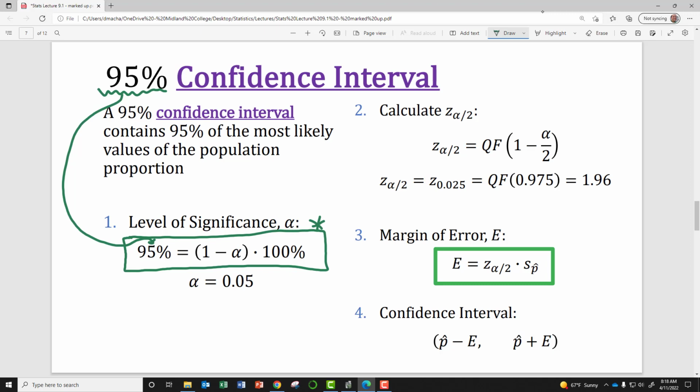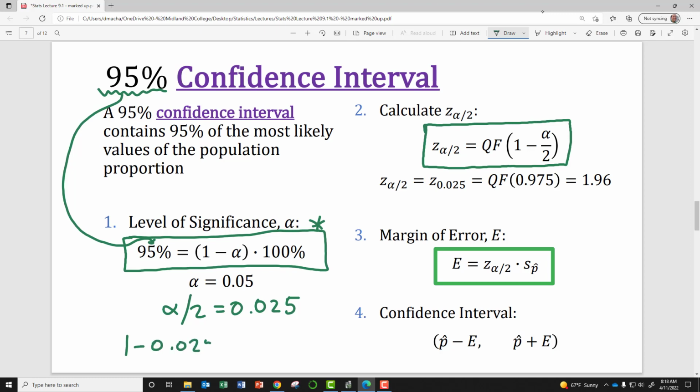Step number 2 says we want to calculate z with subscript alpha over 2. And I sort of promised you that this would come up, and I told you that you should memorize this particular equation, definition of z subscript alpha over 2. Knowing that my alpha is 0.05, alpha over 2 is going to be 0.025. Just divide 0.05 by 2. So then 1 minus 0.025, or 1 minus alpha over 2, would be 0.975. And if we evaluate the quantile function here at 0.975, I should get a value of 1.96.